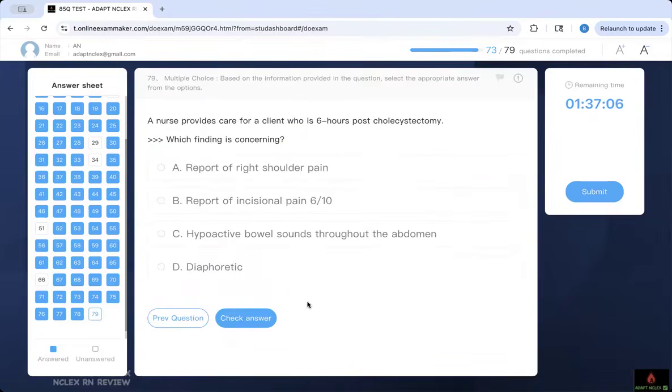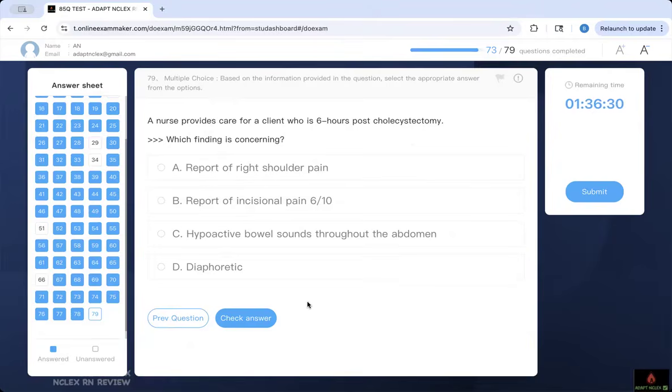Last question. How are you doing? Number 85, you made it. What do you think? It's a risk reduction question. What would be your answer choice? But before that, thank you for making it to the last question, 86. Even though it says 79, we did a case study, so they are all added. Let's provide care for a client six hours post cholecystectomy. Which finding is concerning?